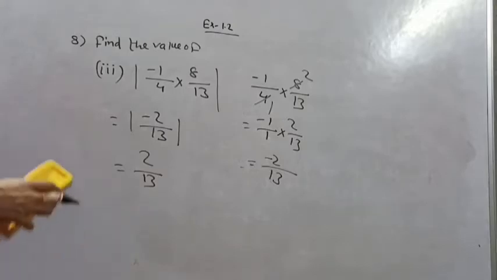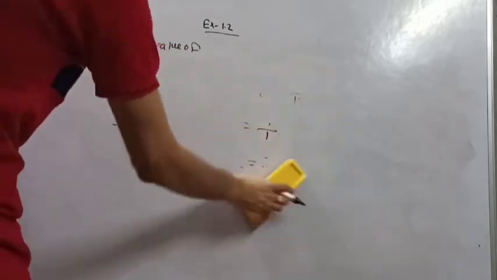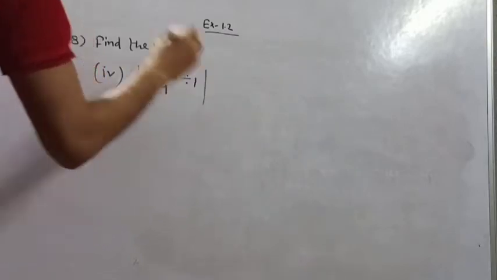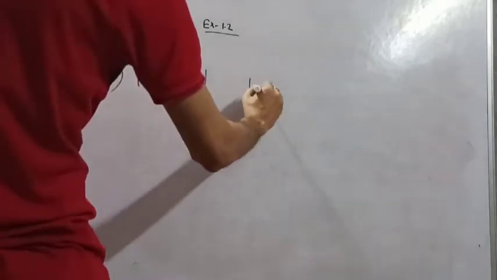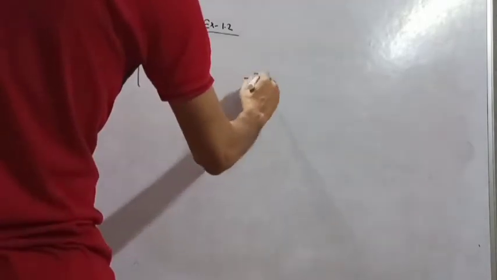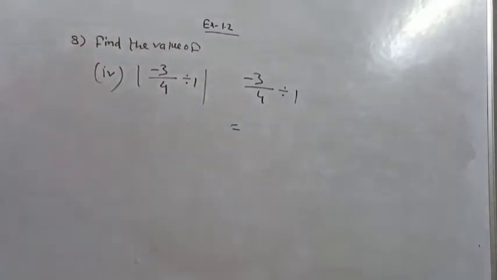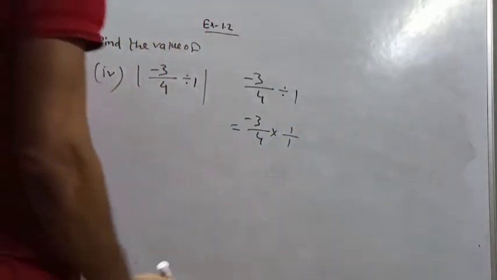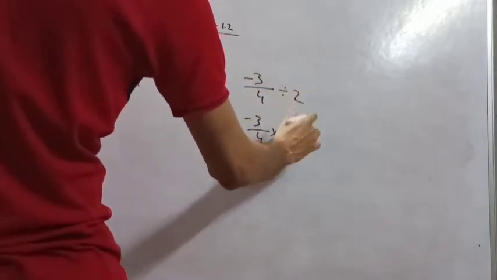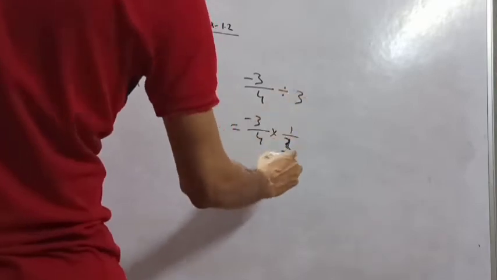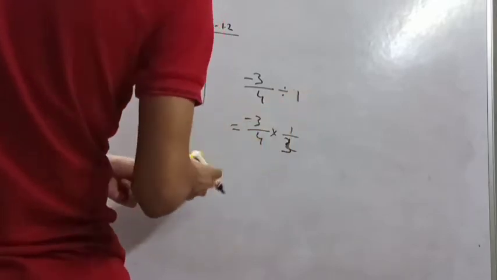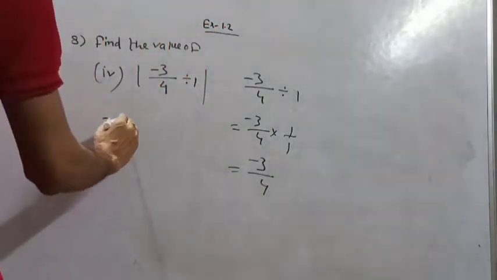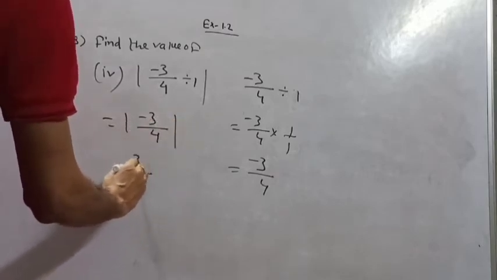Next, number 4. Minus 3 by 4 divided by 1. Division of a fraction is converted into multiplication, just take the reciprocal. The reciprocal of 1 is 1 only. Suppose you have 2, it will be half. So 1 multiplied by the reciprocal of 1 is always 1. So minus 3 by 4, same. The absolute value of minus 3 by 4 is 3 by 4.